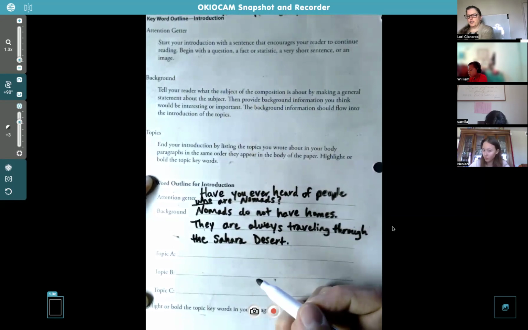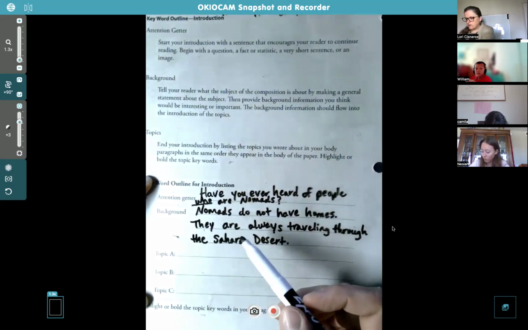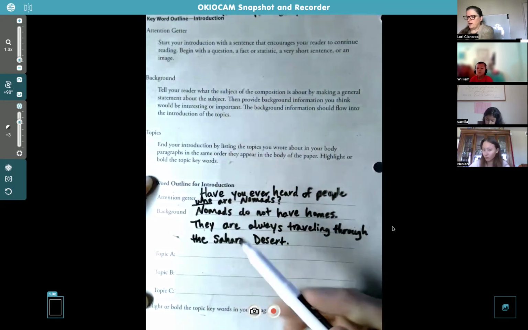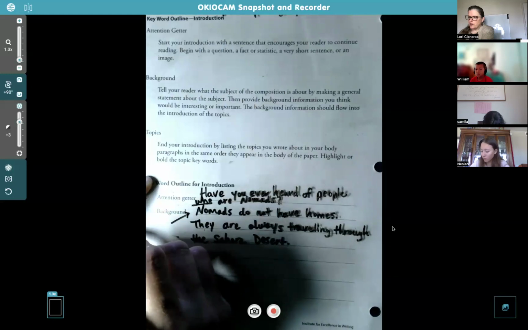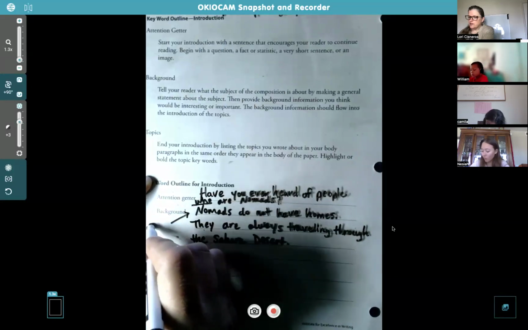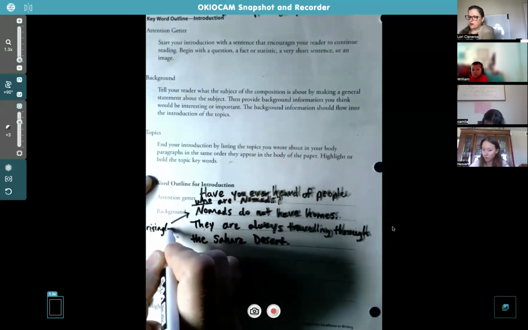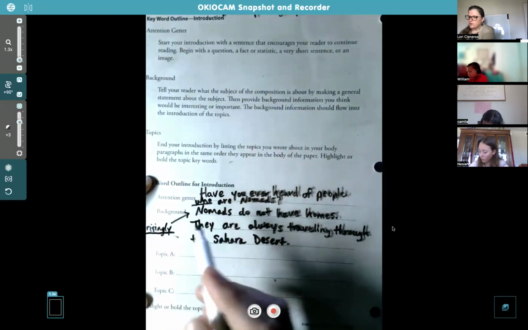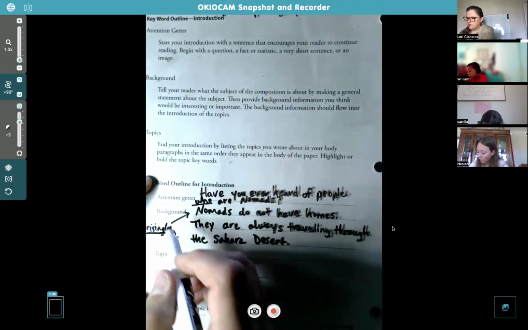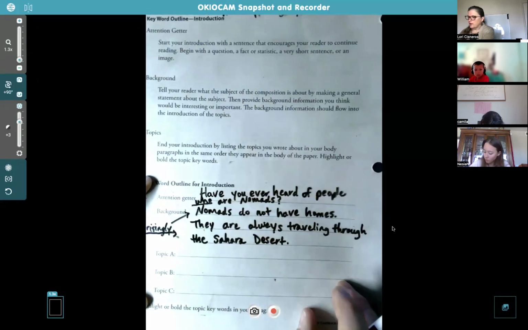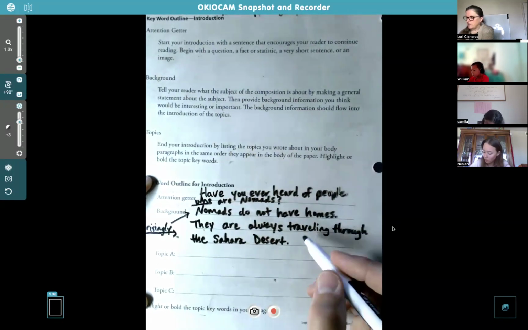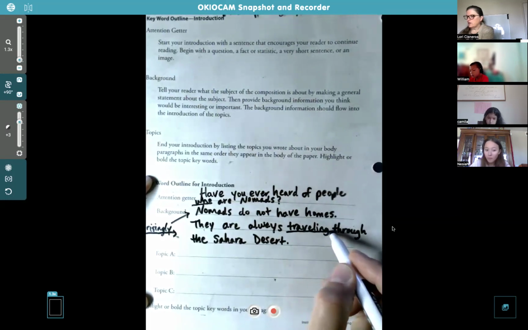And I just had a thought too about an ly adverb. We could say, surprisingly, nomads do not have homes. So I'm just going to draw a little arrow here, because remember, we're going to need our dress up. So I might as well start thinking about where they can go. Surprisingly, comma, nomads do not have homes. They are always traveling through the Sahara Desert. By the way, that word traveling is a good strong verb.